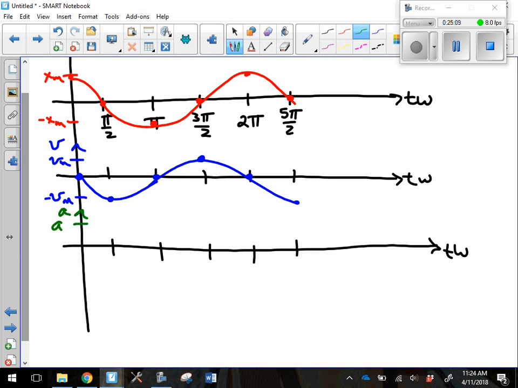Now we have acceleration. Again, I'm going to plot between AM and negative AM because I really just want the shape of the curve. So when omega t is equal to 0, what's the cosine of 0? 1. And so it's going to be negative AM because there's a negative sign out front.